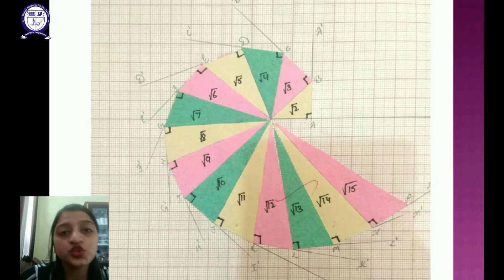We have taken 2 units of the graph paper, that is 2 centimeter of the graph paper, as 1 unit. The first triangle is root 2, then root 3, root 4, root 5, root 6 up to root 15, and root 15 is my OP. The last point is P. So this is the square root spiral which we obtain after this cutting and pasting activity.